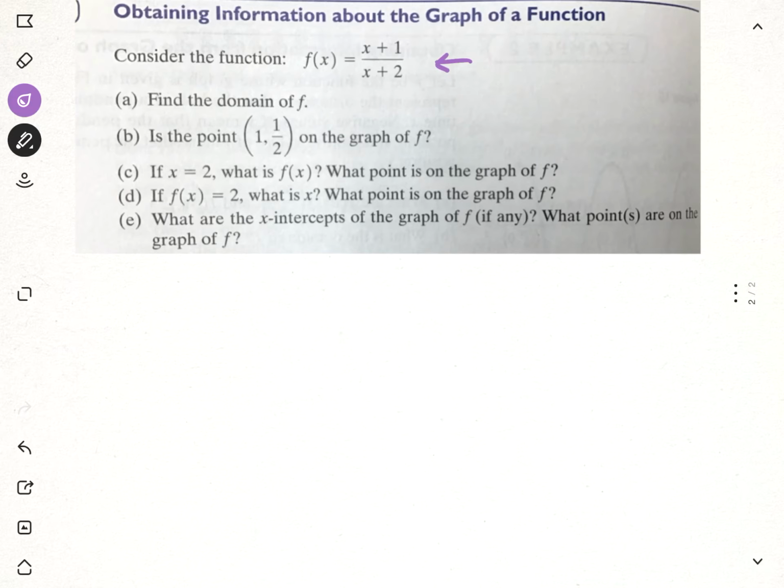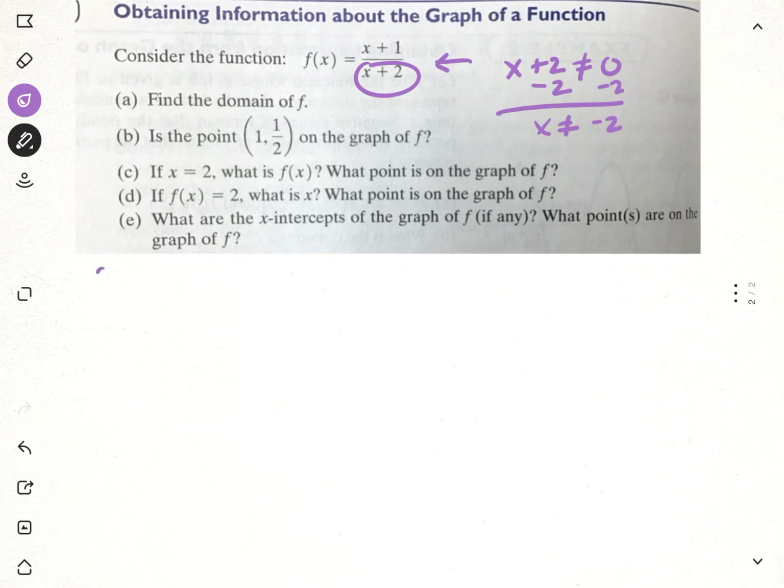Now, we're thinking about what the graph looks like, but we're not going to actually draw the graph. So part A says find the domain. So remember what we did last time. We're talking about domain restriction. There's no square root in here, so we're not worried about that. But what we are worried about is if we have a 0 in the denominator, right? So we know that the bottom, x plus 2, cannot be equal to 0. And therefore, when we solve algebraically, x is not equal to negative 2.